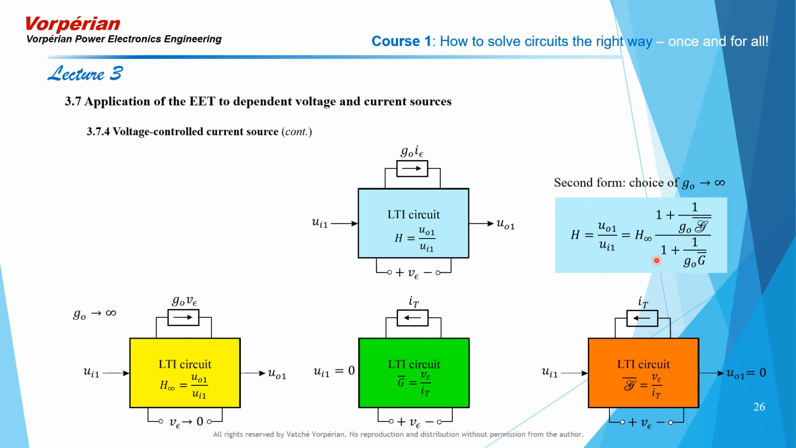And now you have seen the application of the extra element theorem in all possible cases for impedance elements taken out as 0 or infinity, or any one of the 4 dependent sources taken out as 0 or as infinity. And that's the extra element theorem.